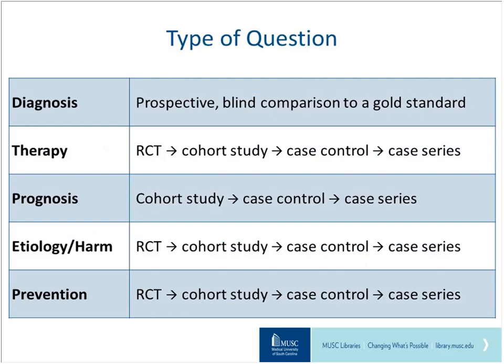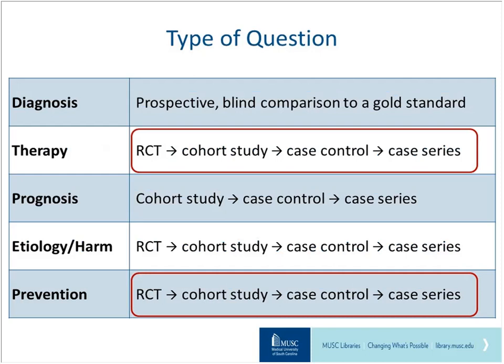The type of question dictates the ideal study design that you should be seeking. For both therapy and prevention questions, randomized controlled trials are the ideal study design. Now I'll pass it off to Amanda, who will discuss article selection and appraisal.